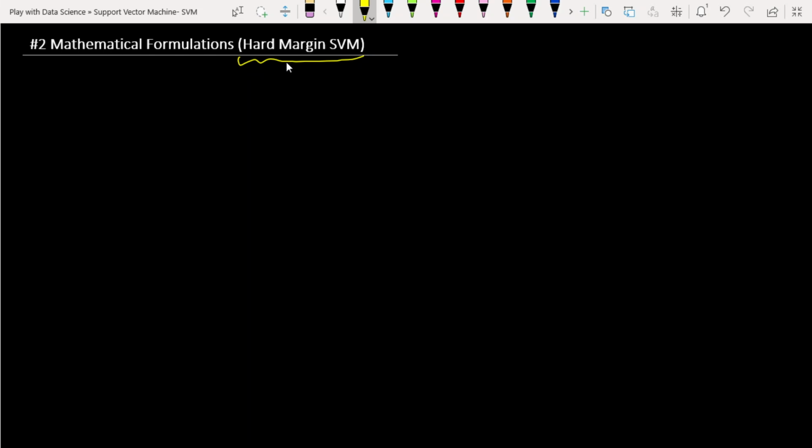So let's see what is hard margin SVM and what is soft margin SVM. I am limiting this lecture to the hard margin SVM. Okay, let's see step by step.